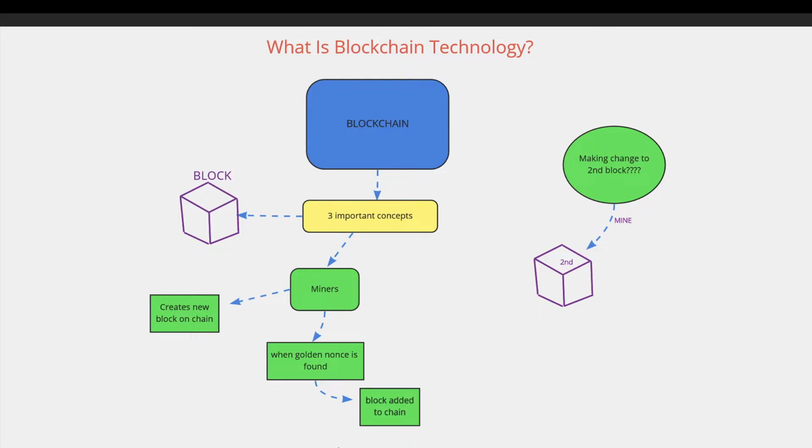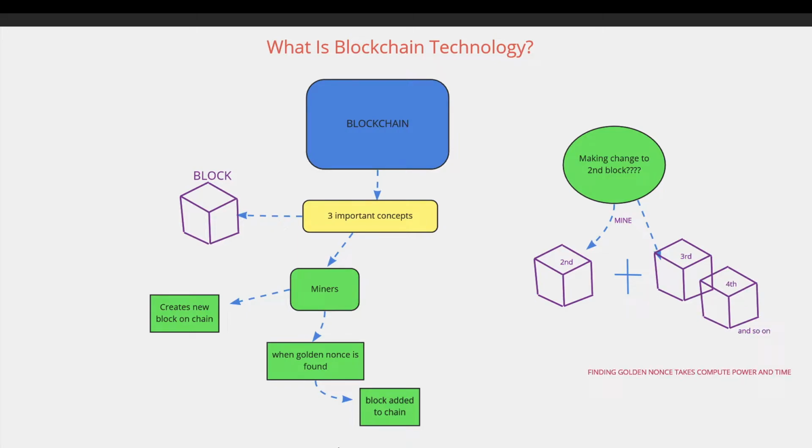So let's talk about the idea of making a change to a block. For instance, there is already a blockchain with multiple blocks in it. If anyone wants to make a change to the second block in that blockchain, how difficult is it? He just cannot make a change in the second block. He or she has to make changes to the third block, fourth block, and so on, because every block is tied to the previous hash, right? And the latest block will have information about all the other blocks. So it's really difficult. That's why finding the golden nonce takes more compute power and time as the blockchain gets bigger and bigger.